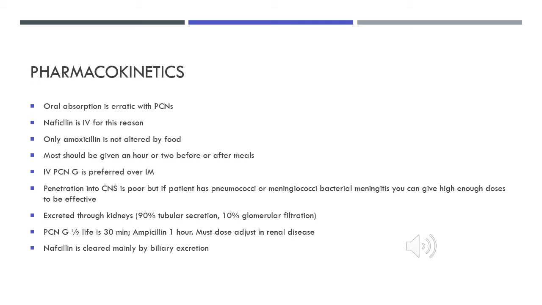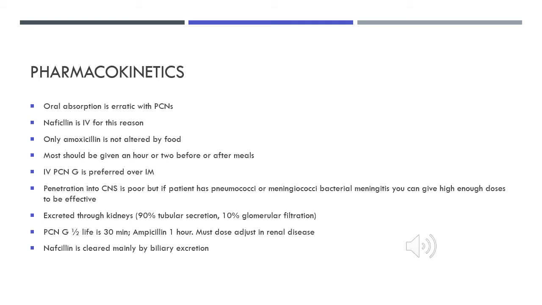Penetration into the CNS is poor, generally speaking, with the penicillins. But we do know that patients have pneumococcal or meningococcal bacterial meningitis, and you can give fairly intense doses of penicillins that can be quite effective in treating those particular strains of bacterial meningitis. When it comes to excretion, the penicillins are excreted through the kidneys. It's about 90% tubular secretion, 10% glomerular filtration.